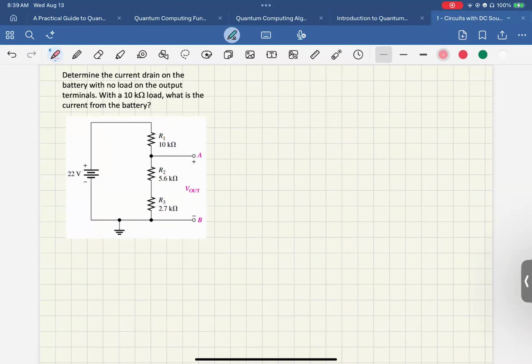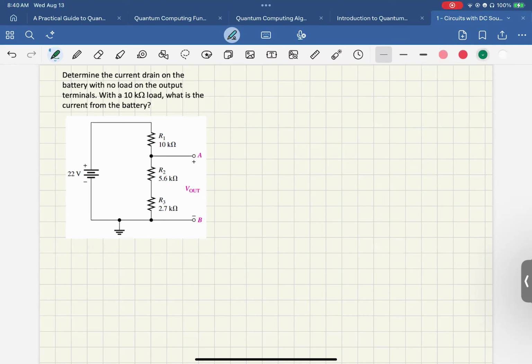Okay, some more examples. So now consider natin itong unang example na ito. Determine the current drain on the battery with no load on the output terminals. With a 10 kilo ohm load, what is the current from the battery? Dalawa yung questions dito. First, when there's no load, and the second question when there's a 10 kilo ohm na load.